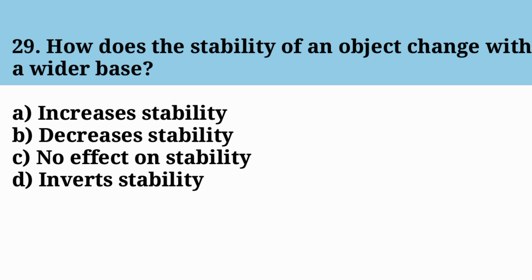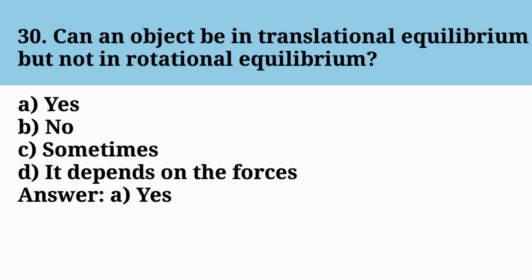How does the stability of an object change with a wider base? Option A, increases stability is the correct option. Can an object be in translational equilibrium but not in rotational equilibrium? Option A, yes is the correct option.